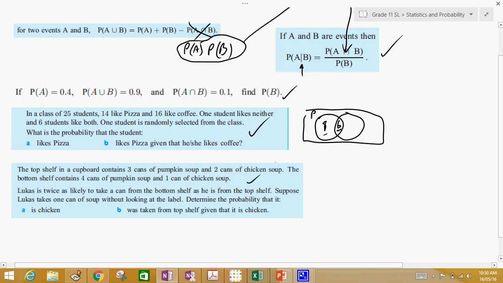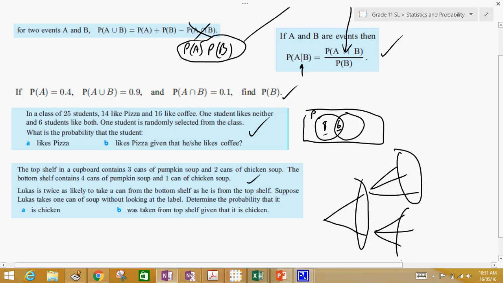The next kind of question that you would have to deal with, in order to solve a combined event, would be using a tree diagram. So what you're going to do is start off with the first event, put all the possible outcomes that could happen, and then the second event. For each one, put all the possible outcomes that could happen here as well. Create your tree diagram. Remember, each branch has to equal 1.